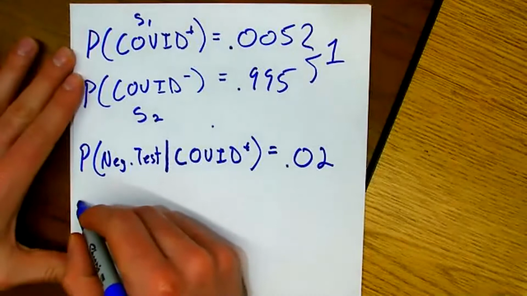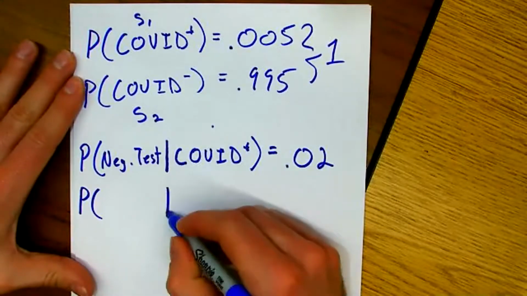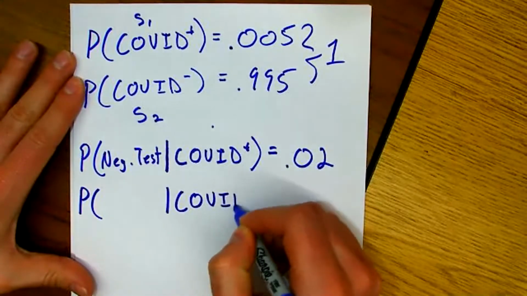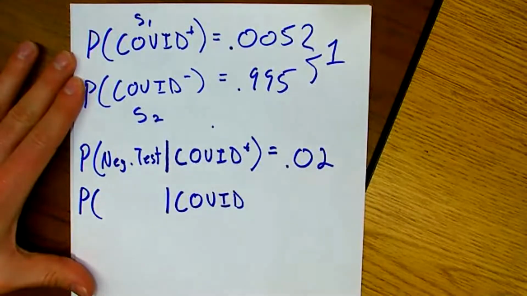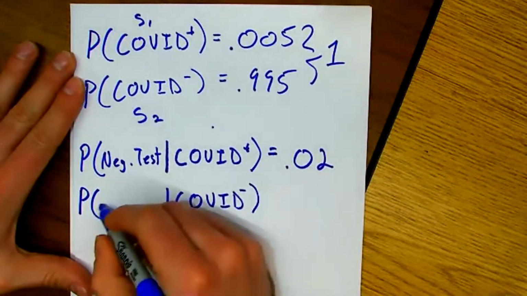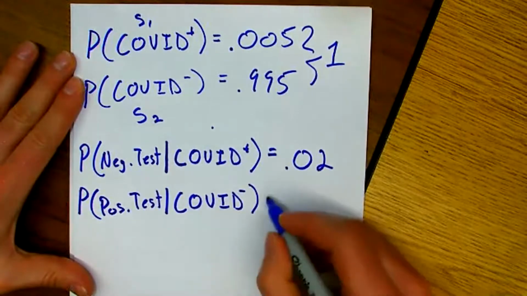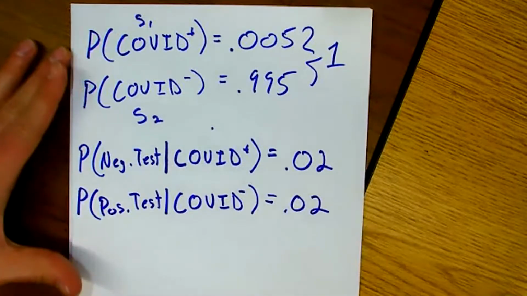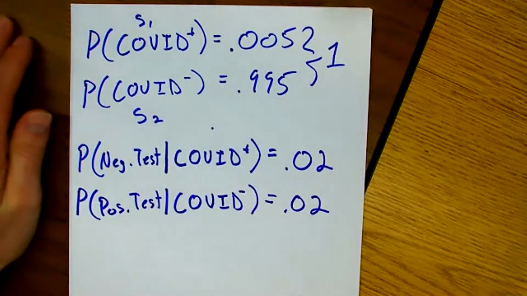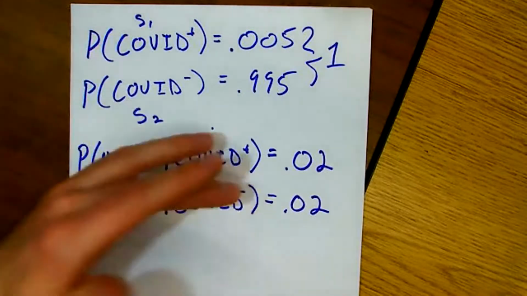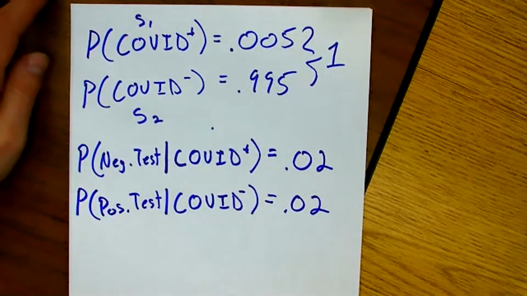We were also told that, given that someone is COVID negative, the probability that we get a false positive, right, they're negative but we get a positive test result, was also about 0.002. Now this will help us when we're plugging in values, because we could make a mistake, but we have similar values here.